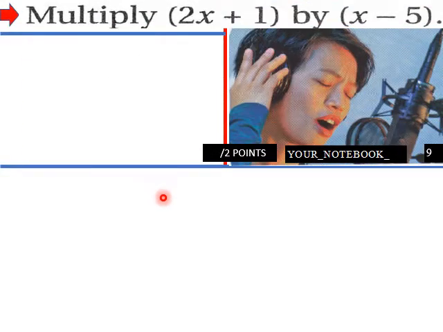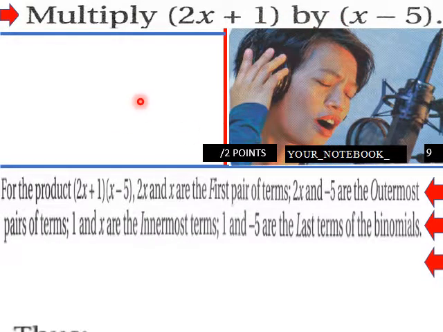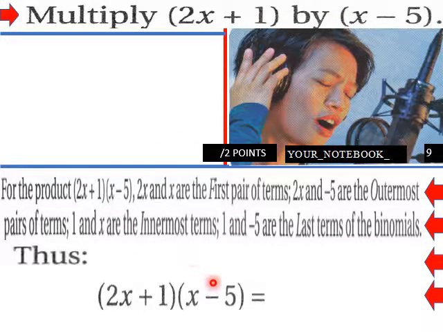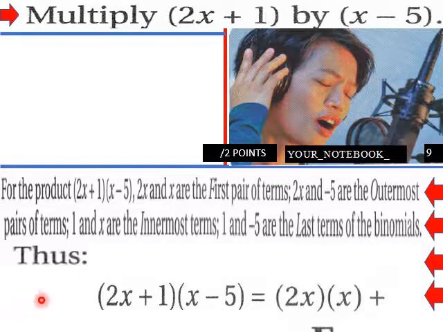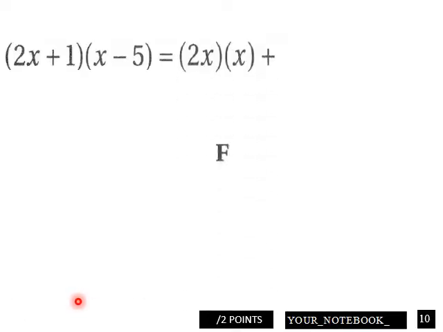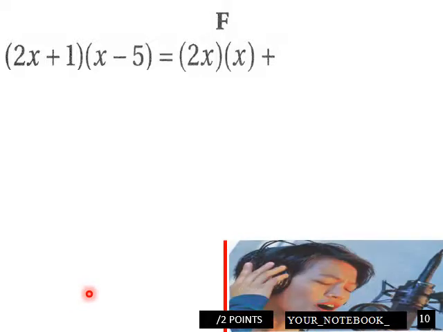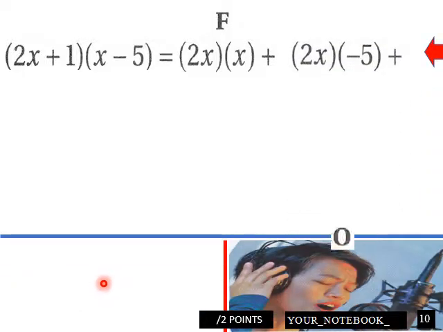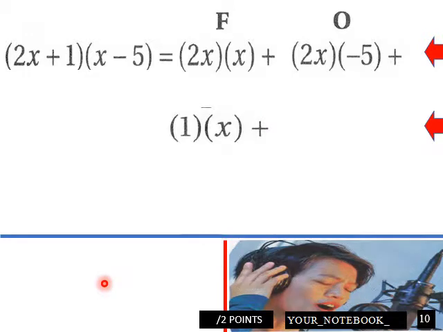Notebook, page 9. Multiply 2x plus 1 by x minus 5. So we multiply each term here, do that, and then like this, and then like that, doing your FOIL. So it's F there, first, outer, inner, then last. Remember that?